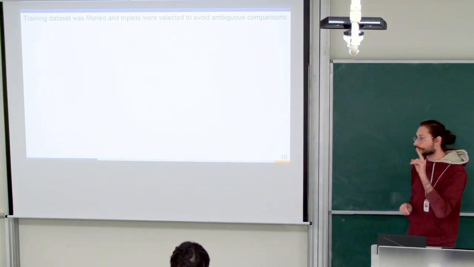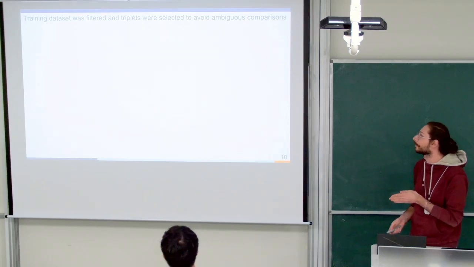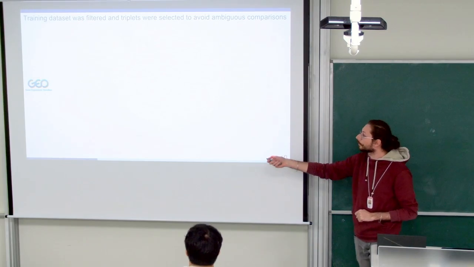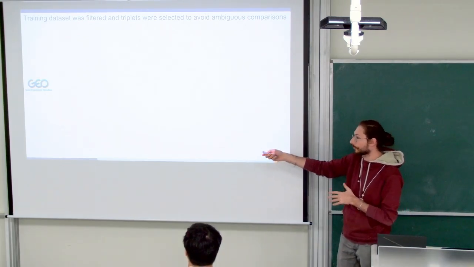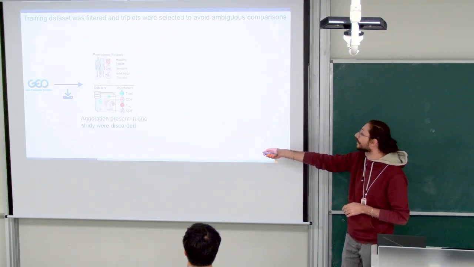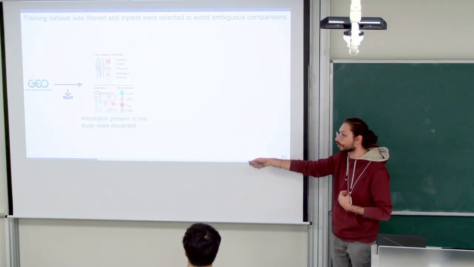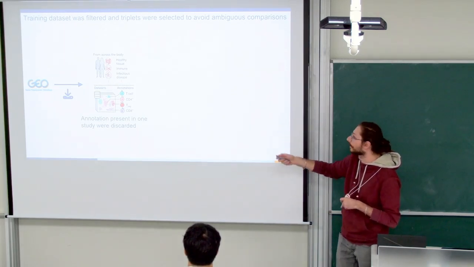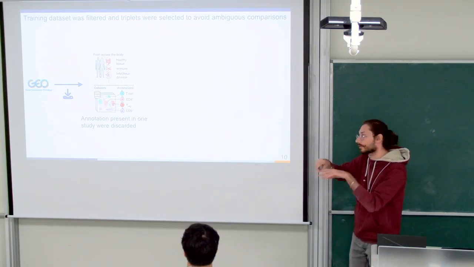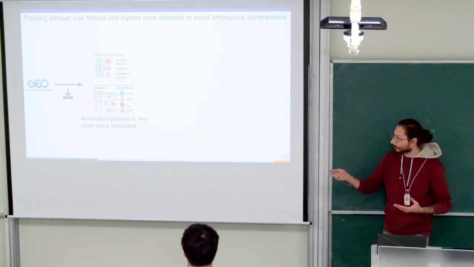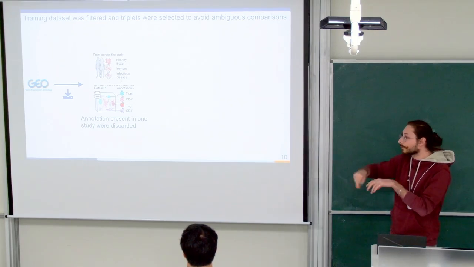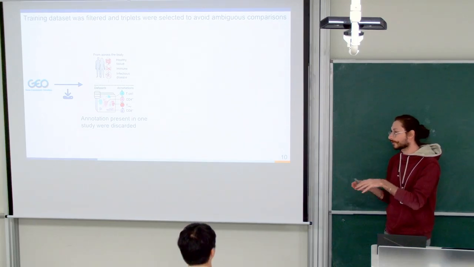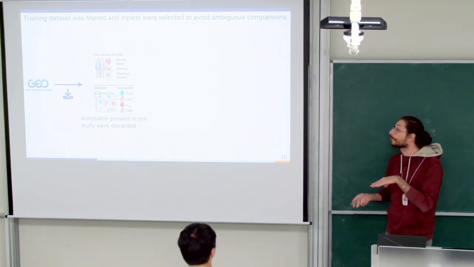There are two kinds of filtering steps. If we go back to the beginning, we download our data from the Gene Expression Omnibus platform. These data are for different tissues, different parts of the body, and they have different annotations and also different studies. Annotation means a cell type, right? Because we want to do comparison across the studies, we want to avoid annotations that are present in only one study. So we will discard them.